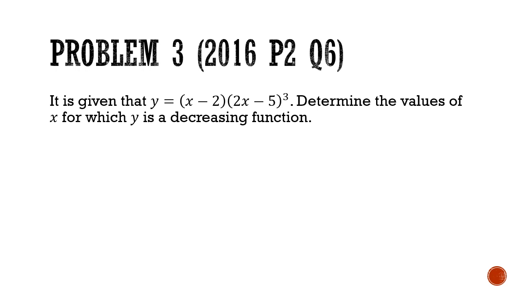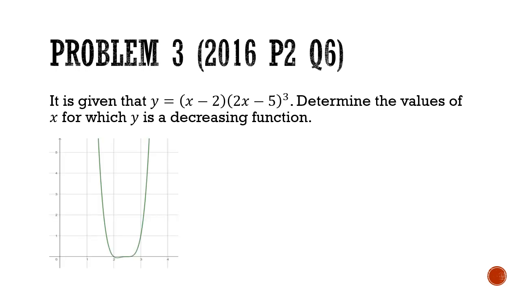So what we have is a polynomial function represented by this green graph, and we want to know where it is a decreasing function, meaning where it is downward sloping, where it has a negative gradient. Well, first we can find the gradient function. We can use the product rule.